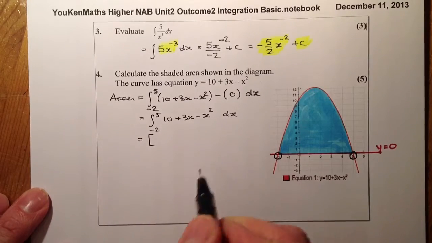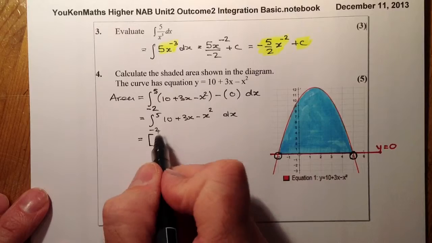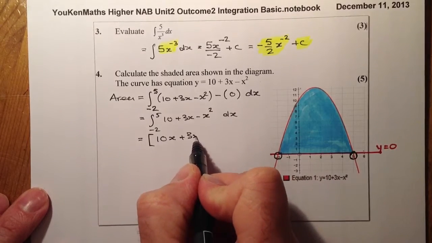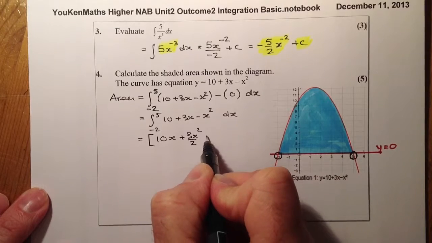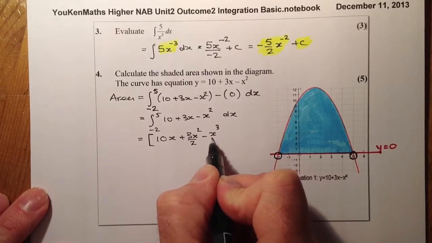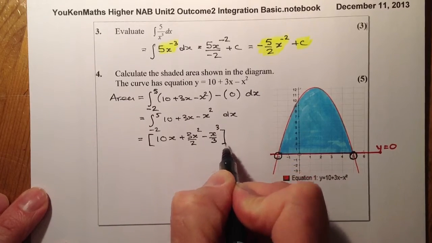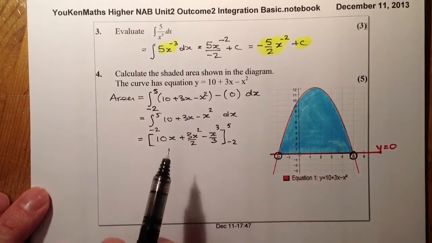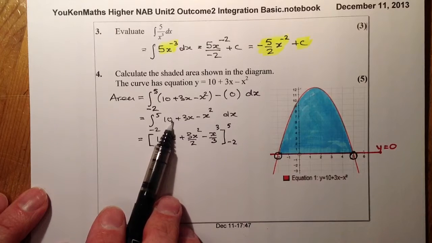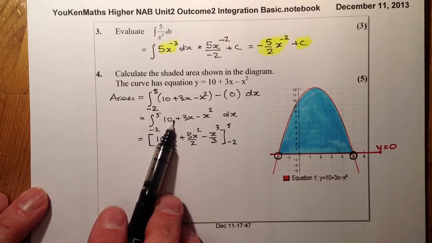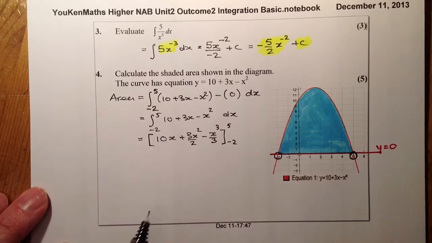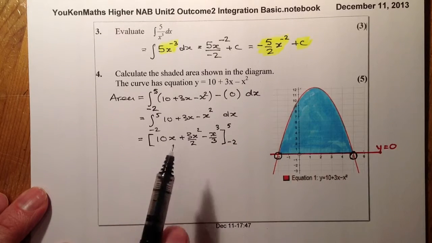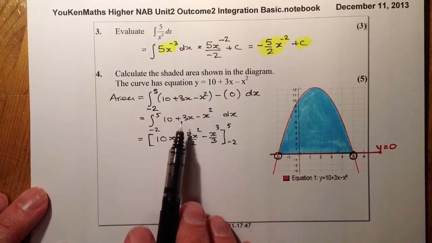So I'll start with a square bracket, and I'll integrate 10. So 10x plus 3x squared all upon 2 minus x cubed all upon 3. And the limits there I'm going to write at the far end here. Okay, so remember what I'm doing is I'm taking the x value that's there currently, so that's 10x to the power of 0 that would be sitting there. Raising the power by 1 gives me 10x to the power of 1 divided by 1, so that just gives me 10x.